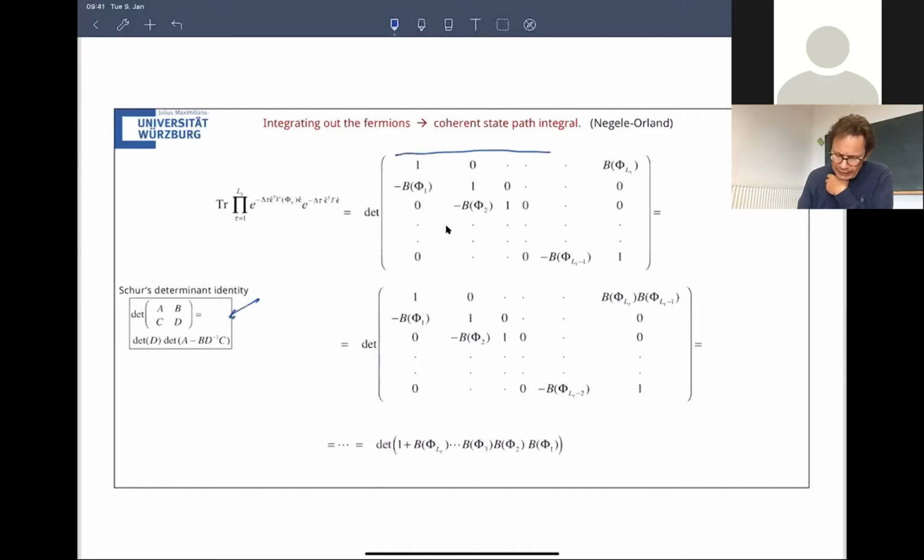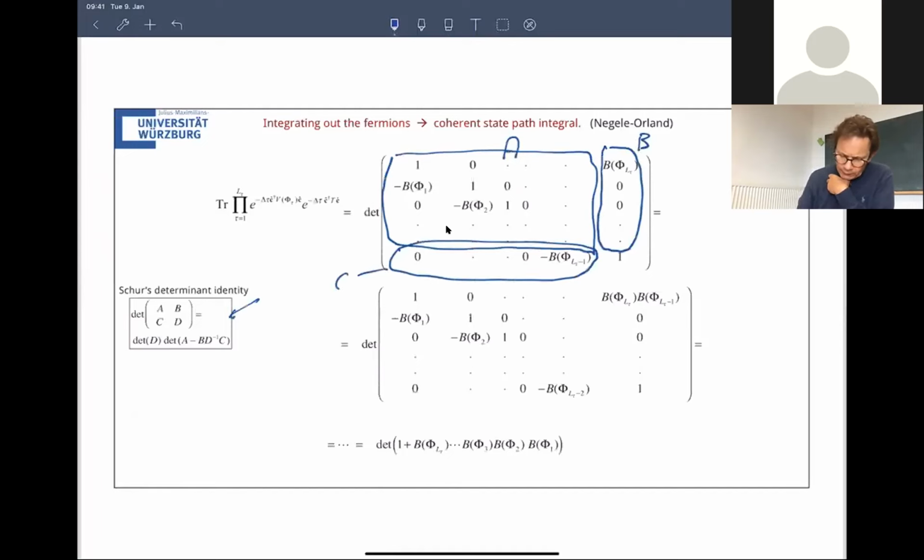This will be the matrix A. This will be the matrix B. This will be the matrix C. And this will be my matrix D, right? So now I have these 4 matrices, and I can use Schur's identity. So what I will get is, I will use this. The det of D is 1, so I can forget about this.